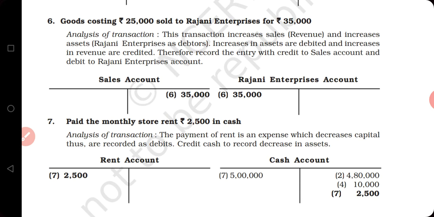So we are selling the goods. So first of all we will prepare the sale account, and sale account every time indicates the credit balance. So we will put the 35,000 in credit side. And Rajni Enterprises account: he or she is the debtor for us because we are selling goods on credit basis and they will return that amount in future. So debtor comes under the assets, and our assets will be improving by 35,000. So we will show in the debit side of this account.